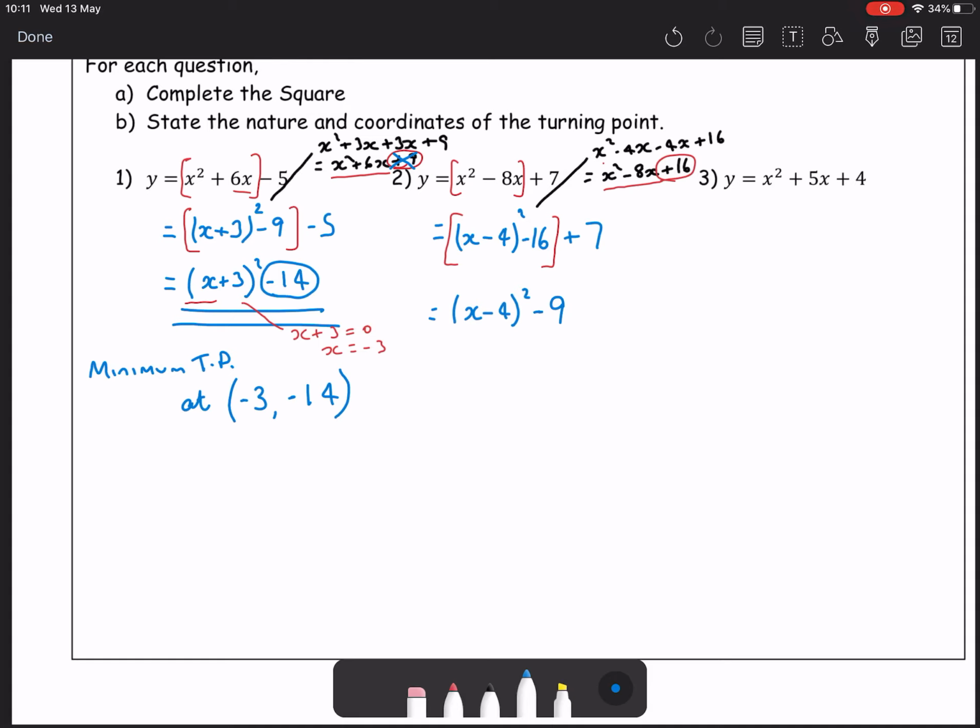And once again, I have a positive x squared term. So I have a minimum turning point at, once again solve the bracket, 4 and minus 9.